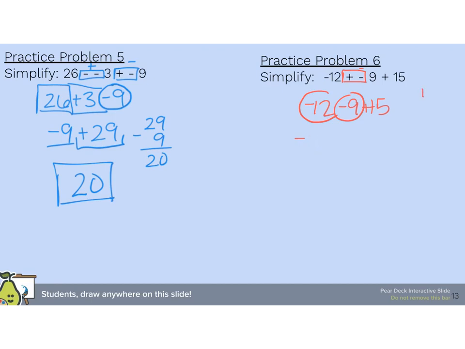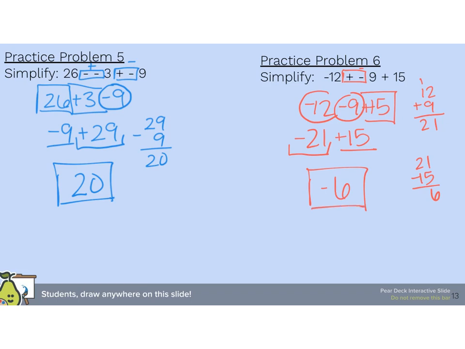So add them together. 12 plus 9 is 21, and they are negative. Box my positives. It's 15. Now signs are different. Subtract. Larger number always on top. That's 6. I have more negatives than positives, so my answer is negative 6.